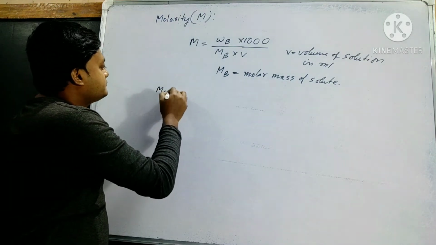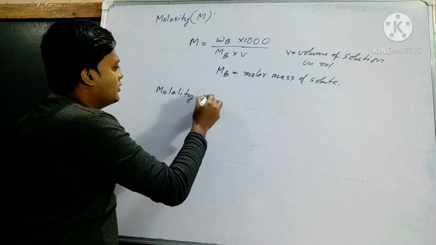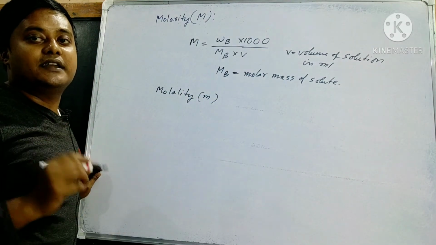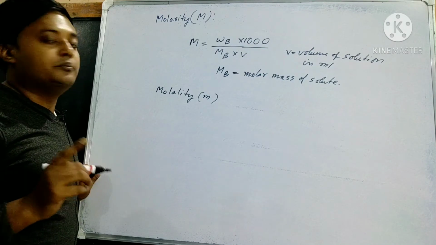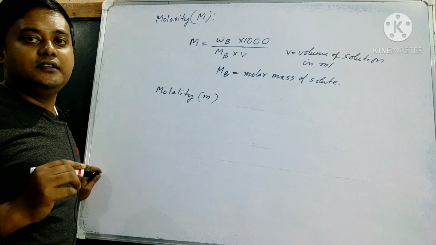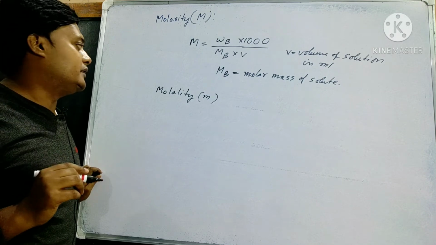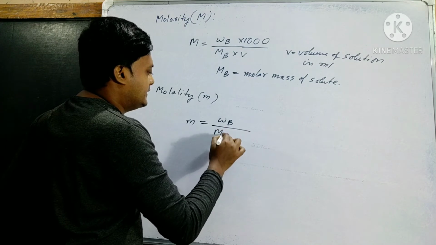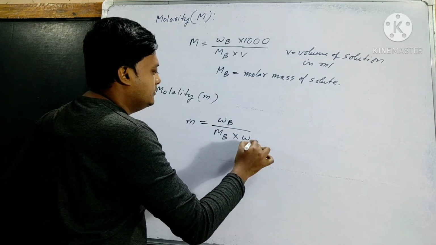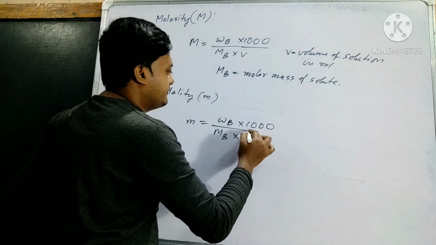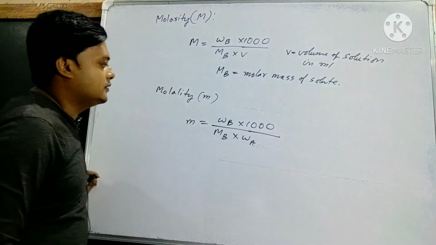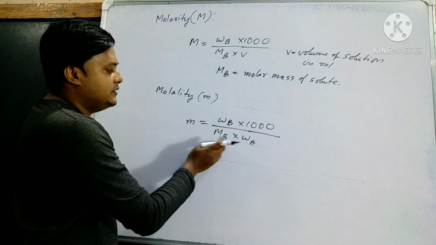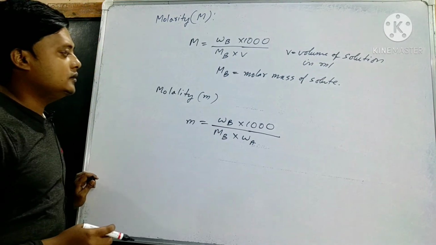Next one, molality, small m. Number of moles of solute present in 1 kg of solvent. The expression is WB by MB into WA into 1000. Now WA is the weight of solvent, WB the weight of solute, and MB the molar mass of solute.